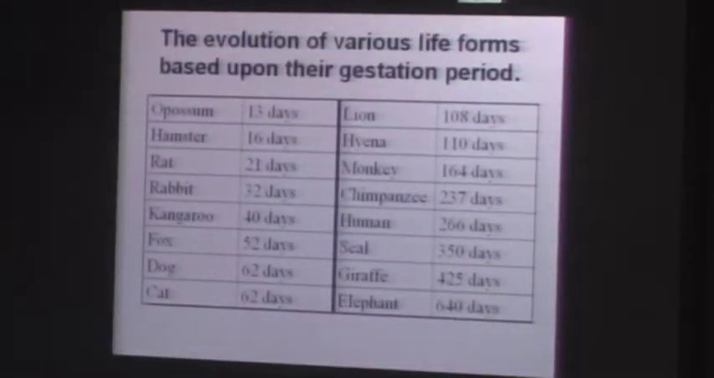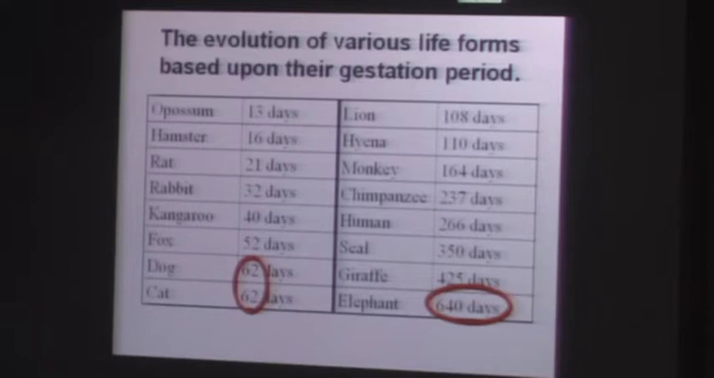Well, in that case, the possum, only 13 days. How'd you like that, ladies? Only be pregnant for 13 days. Not bad, huh? Yeah, I'd have a bunch of kids. Slowly evolved into a hamster, then a rat, then a rabbit, kangaroo, on down the list, and the elephant. 640 days. They are the winner. The most evolved creature on earth.